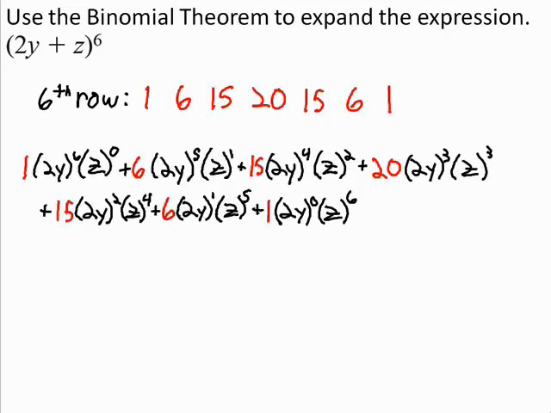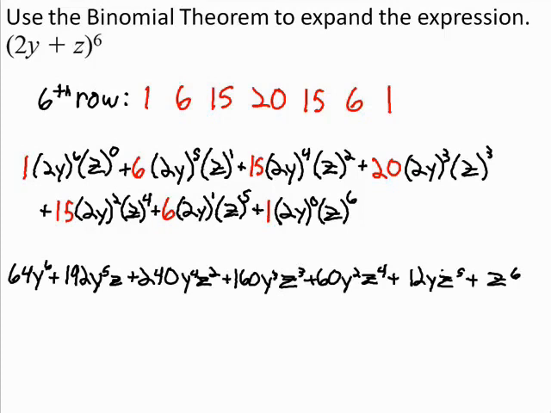1 times 2y to the 6th power times z to the 0th power, plus 6 times 2y to the 5th power times z to the 1st power, plus 15 times 2y to the 4th power times z squared, plus 20 times 2y to the 3rd power times z to the 3rd power, plus 15 times 2y squared times z to the 4th power, plus 6 times 2y to the 1st power times z to the 5th power, plus 1 times 2y to the 0th power times z to the 6th power. The power the 2y is raised to decreases by 1 each term, and the power that z is raised to increases by 1 each term.